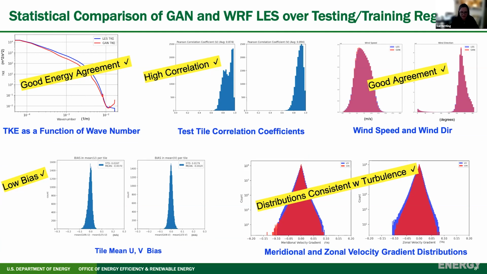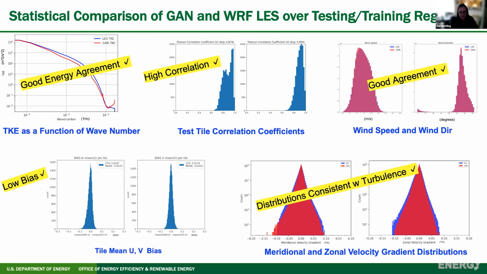The upper right shows overlapping histograms of GAN wind speeds and directions, which are a very light colored red, and the LES wind speeds and directions, which are blue. So the overlapping color is the red violet. And since the plots are essentially all red-violet, it indicates very good agreement between the GAN and the LES wind speeds and directions, which is not trivial in complex terrain.